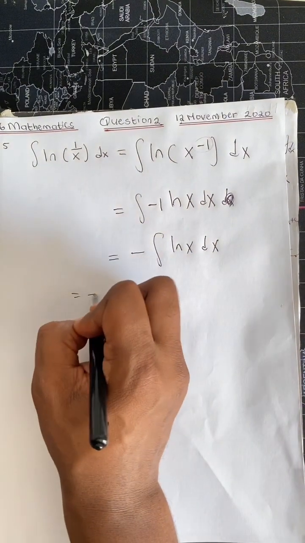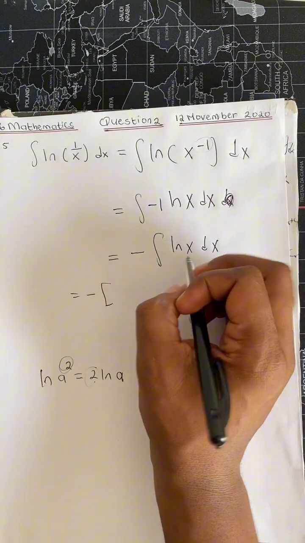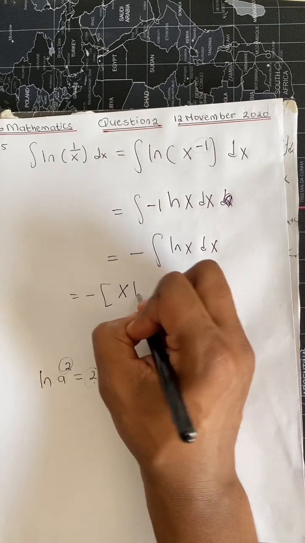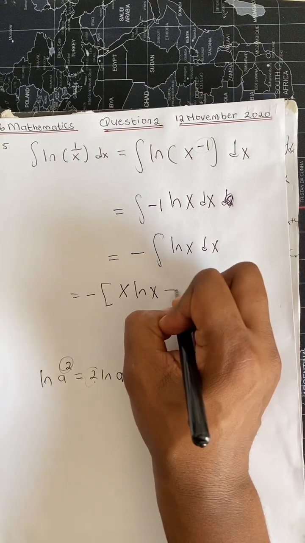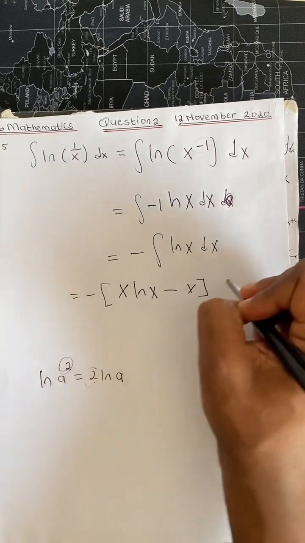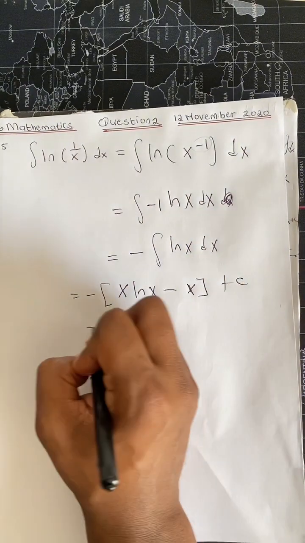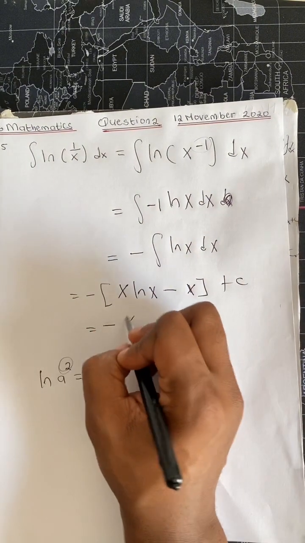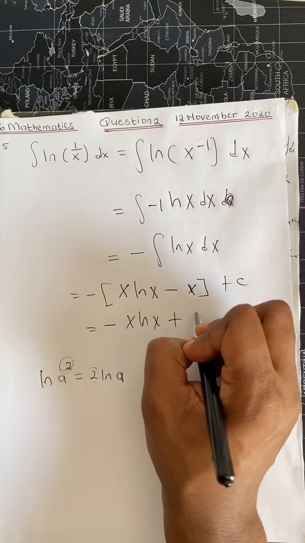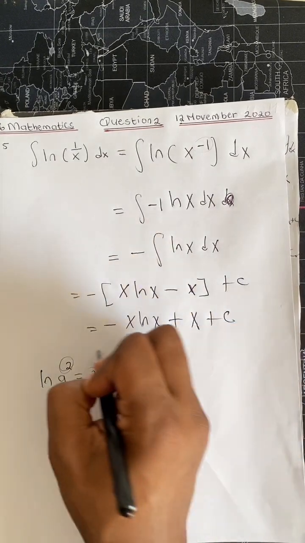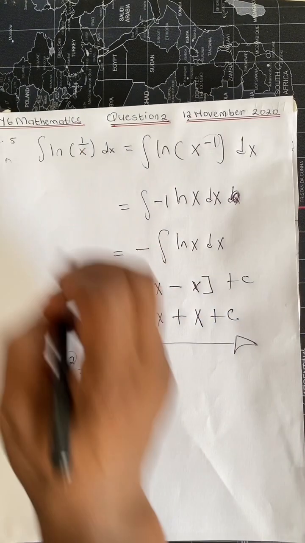So the integral of negative ln x from the formula sheet is going to be x ln x minus x plus c. So we distribute the negative sign, so negative x ln x plus x plus c, and this will be our answer for question 2.5.